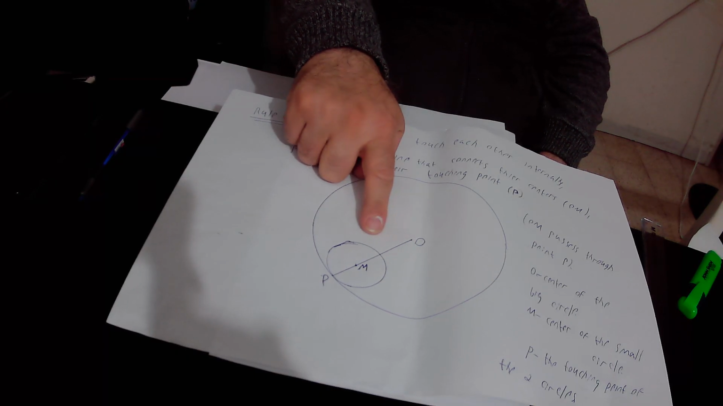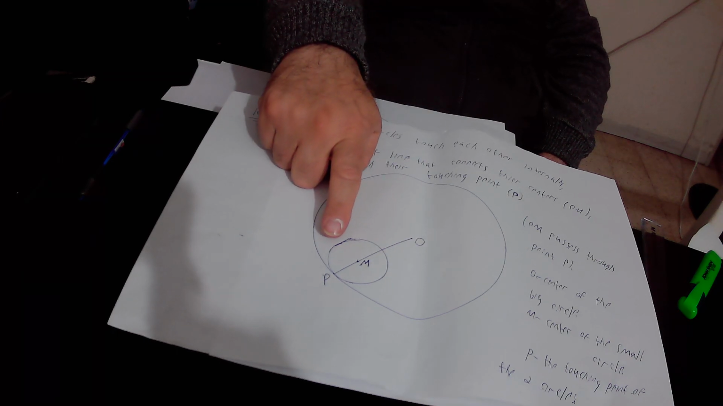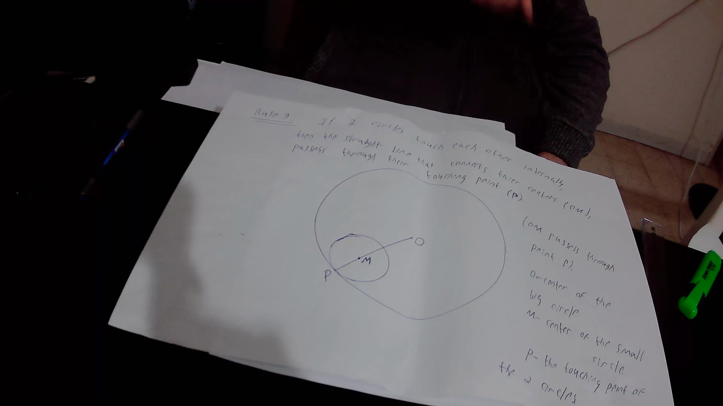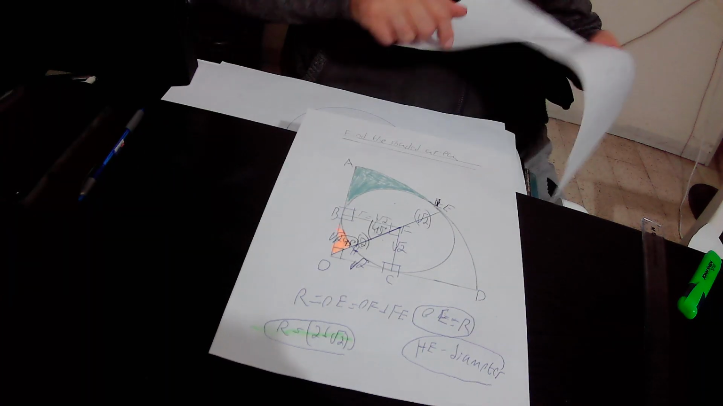So the straight line OM, according to this rule 9, must pass through the touching point, which is point P, so OMP is one straight line. So OMP is one straight line. We can implement rule 9 in our drawing.